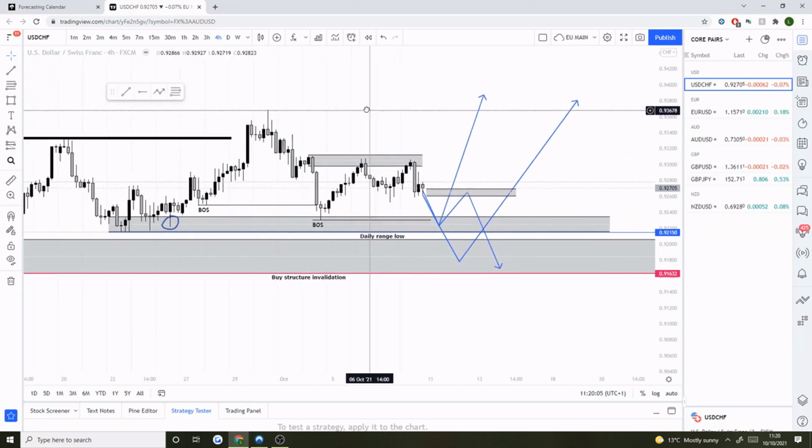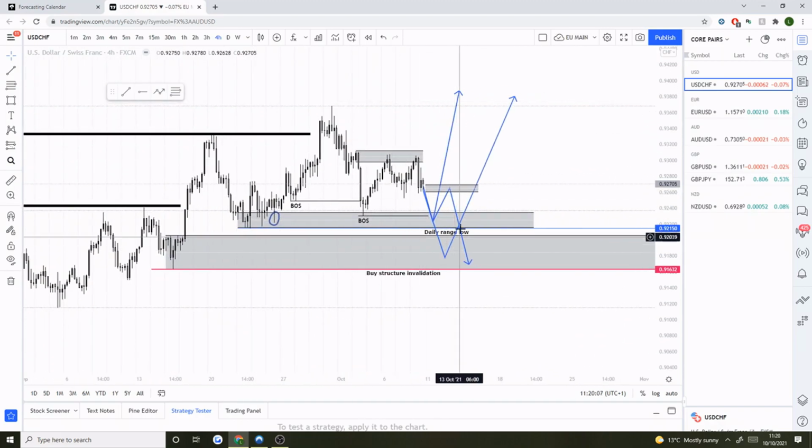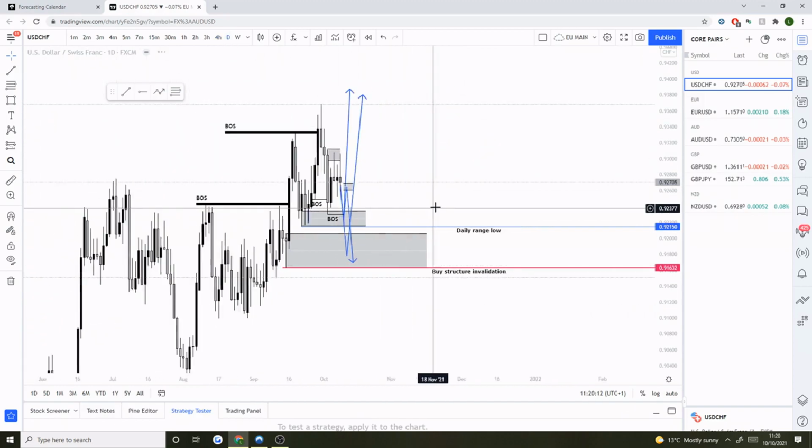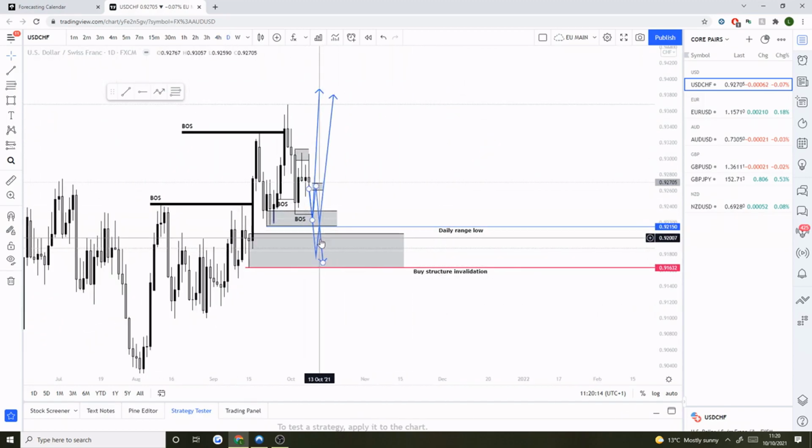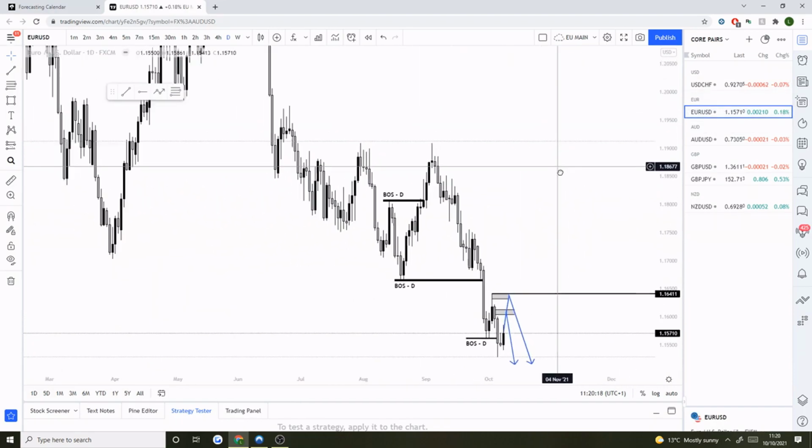Yeah, so that's USDCHF. Sells from a new POI or from this 4H POI, or buys from one of the two daily points of interest that I've identified. So moving on to EU.